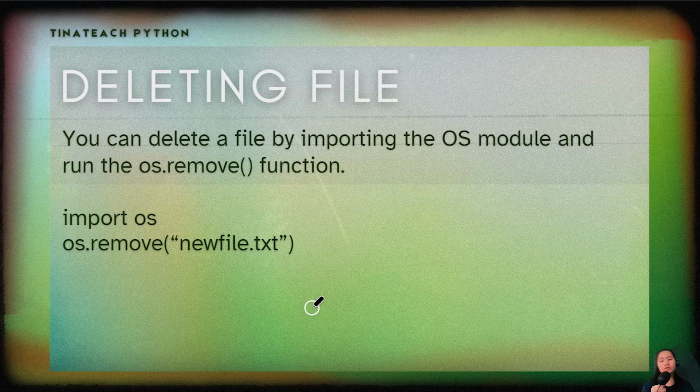Now, obviously, we've gone through creating, overwriting, and appending the file. What about deleting the file? I think it comes naturally. You can delete a file by importing the OS module, and you run the os.remove function. For example, import os, os.remove new file. We've just created new file, and now we can simply delete it.